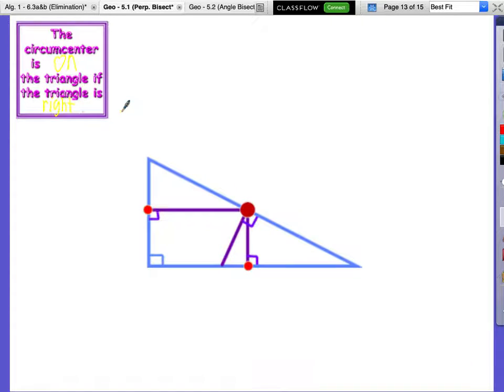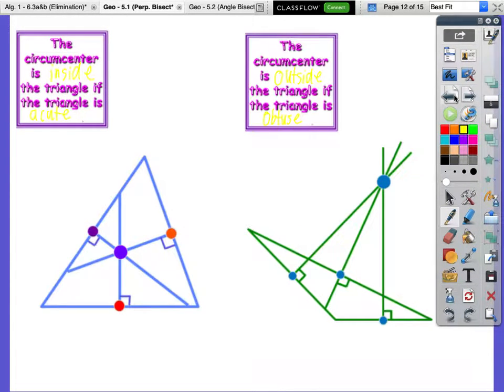So the circumcenter is going to be on that triangle. And specifically, it'll be on the hypotenuse. One thing I want to do real quick is grab my compass up here, and I want to show you why we call it a circumcenter. We can do this with any of the triangles. I'm going to go back and do it with the previous one. So let's do it with this one.